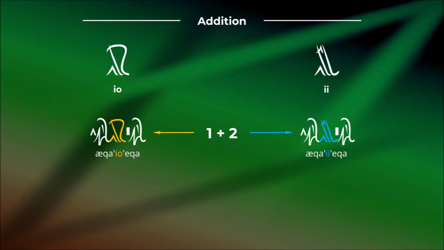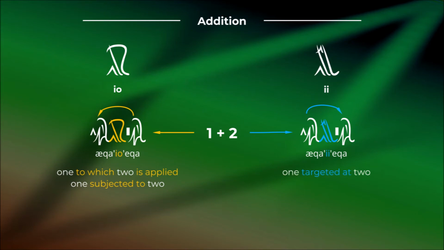The reason behind why we can use either of these particles has to do with logic, with what io and yi actually mean, and the directions these particles make references in. Io refers backward, yi refers forward. In other words, aika, io, eka means something like 1 to which 2 is applied, or 1 which is subjected to 2, 1 to which 2 is added. Aika, yi, eka means something like 1 which is targeted at 2, or 1 which moves towards 2, 1 which joins 2, something like that.